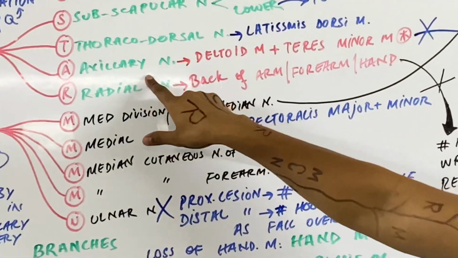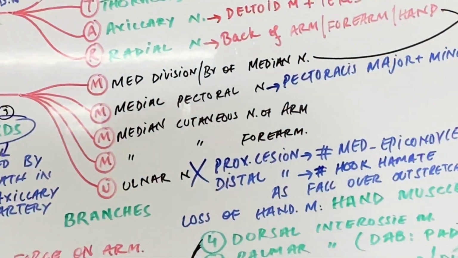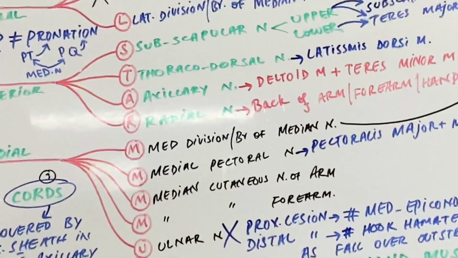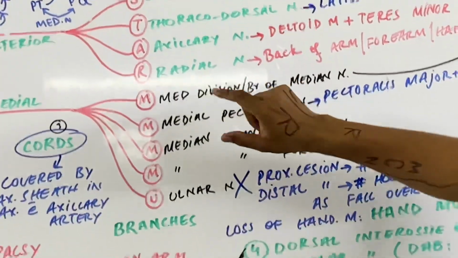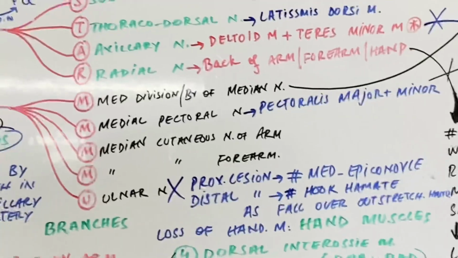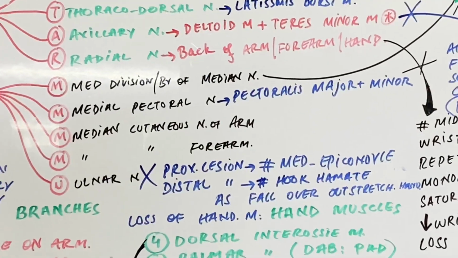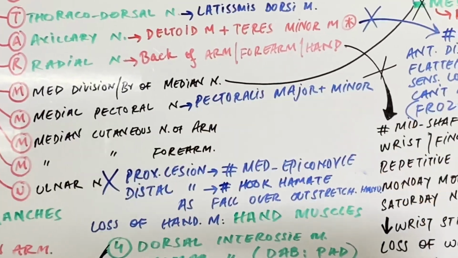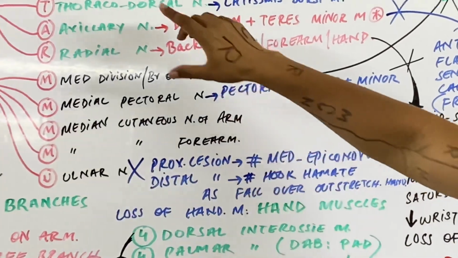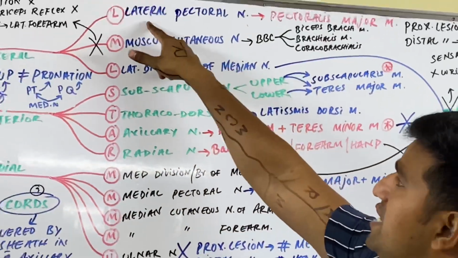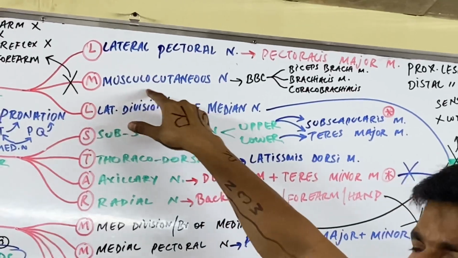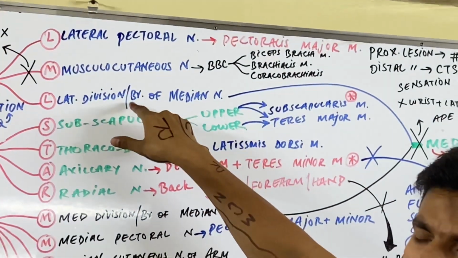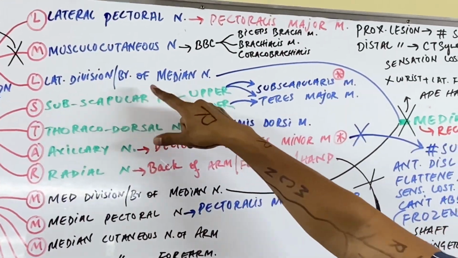Axillary nerve innervates 2 muscles, the deltoid muscle and the teres minor muscle. And the radial nerve, sensation from the back of the arm, wrist, forearm and hand, we will discuss. Now we'll discuss the lateral cord branches: lateral pectoral nerve, musculocutaneous nerve, and the lateral division or lateral branch of the median nerve.